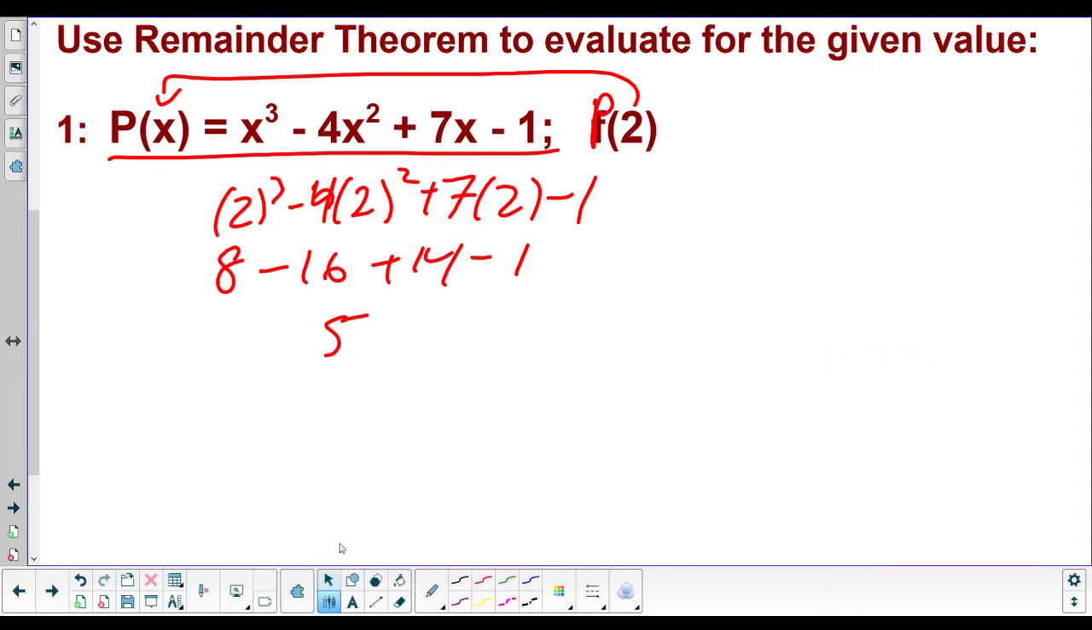Let's put that in the back of our mental. We'll save that for later. Okay, let's check that.